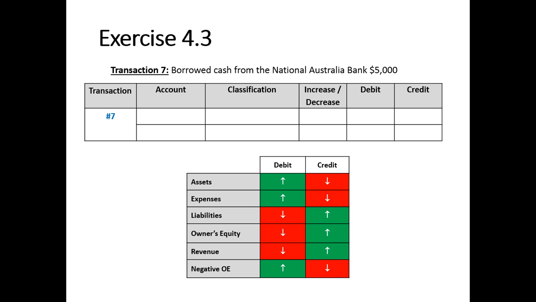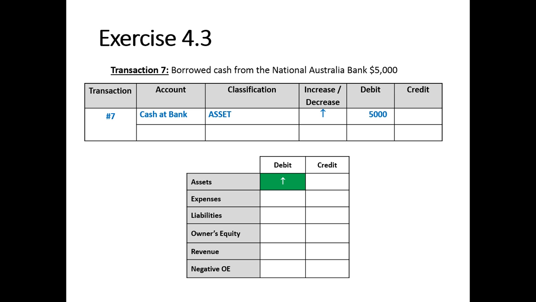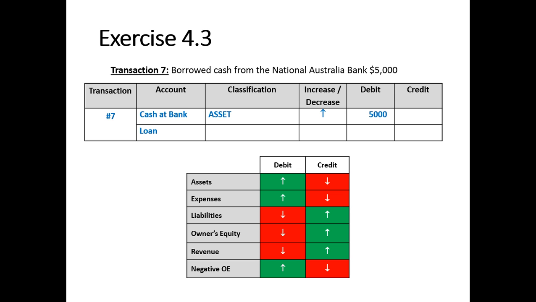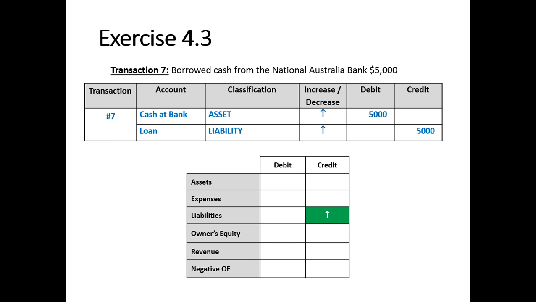Transaction 7, borrowed cash from the National Australia Bank, $5,000. So the business has more money, so assets are going up, which is a debit. But we also have a loan, which is a liability. We owe the bank money, so that's going to increase our liabilities, and a liability goes up on the credit side.